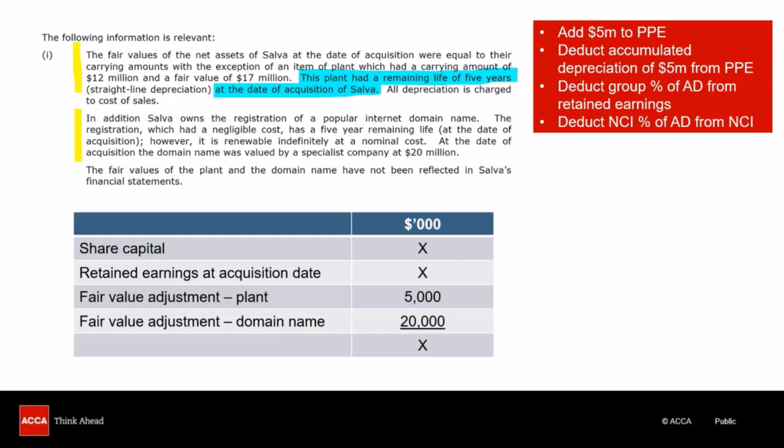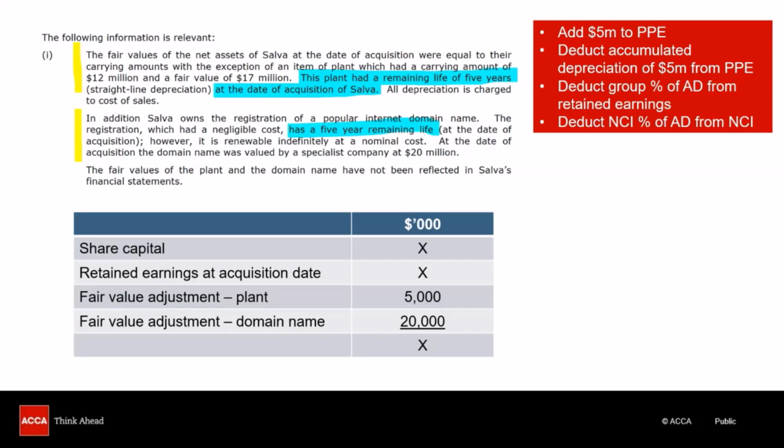So we first of all add 5 million to the property, plant and equipment. The working that we saw with respect to net assets, that is the credit side of the working. The debit entry is going to go to the property, plant and equipment. Later on, we are going to deduct accumulated depreciation of 5 million from the property, plant and equipment over the 5 years life that has been mentioned. The group percentage of additional depreciation is also going to be deducted from the retained earnings, and we are going to deduct it from the calculation of NCI also.